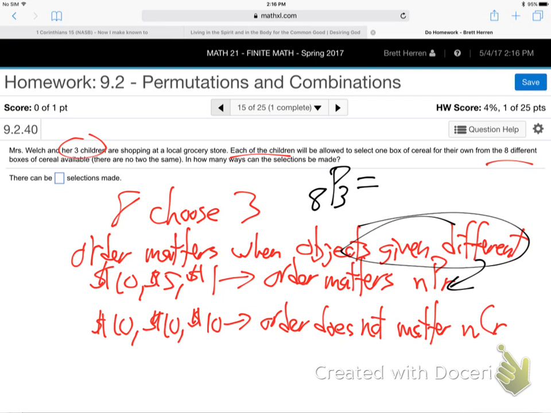336. What is it? 336. Thank you. 336. Order matters. Whereas if they'd said it's all the same 3 cereals, it wouldn't matter. We good there? Questions on that one? All right.